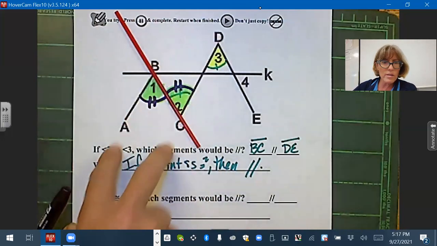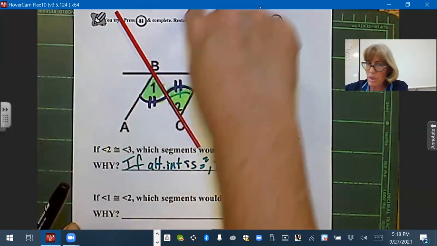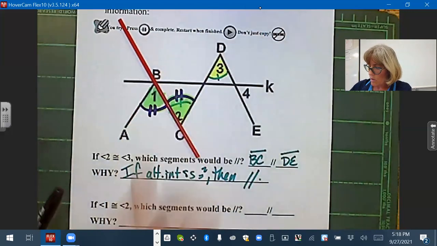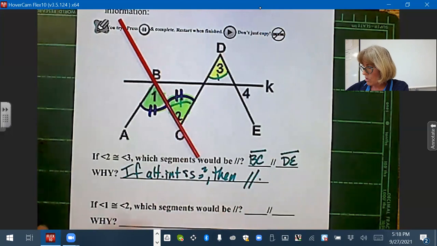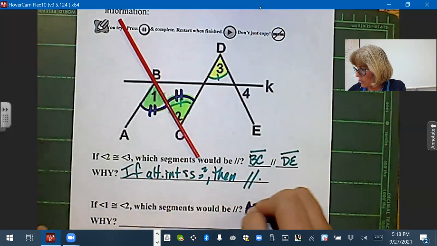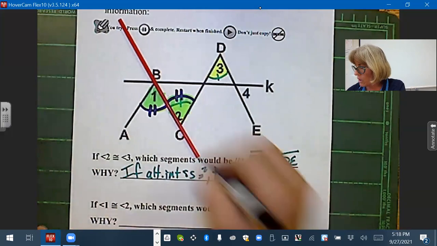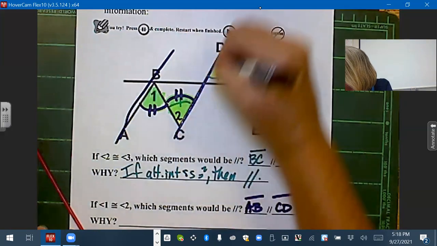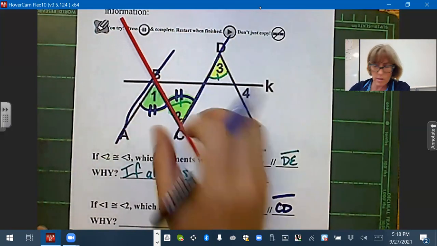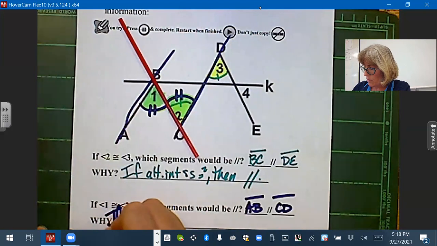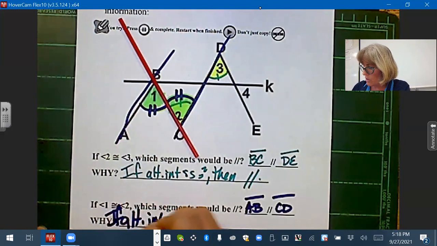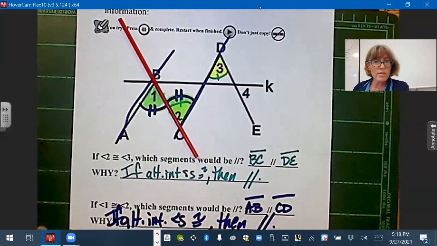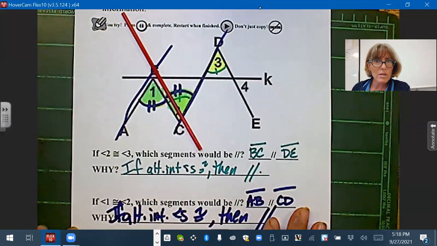Your parallel lines are now AB and CD. So AB, the segment, in this case, must be parallel to CD. There's your stir stick, and the reason is if alternate interior angles are congruent, then you have parallel lines, proving lines parallel.